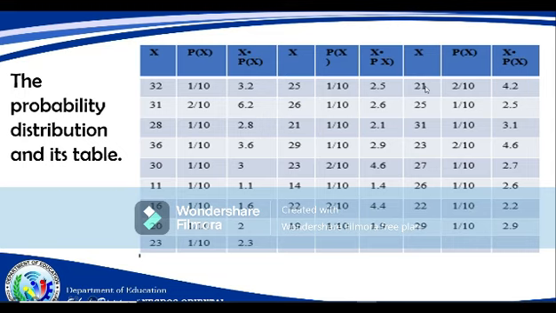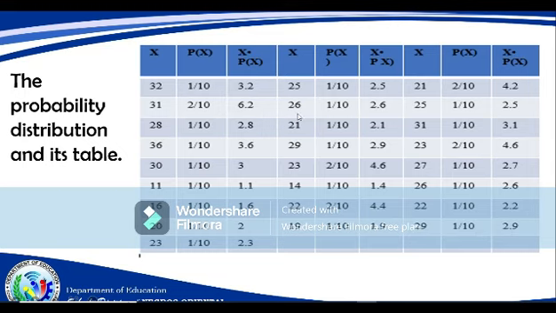Then you multiply: 21 times 2 over 10 is 4.2. 25 times 1 over 10 is 2.5. 31 times 1 over 10 is 3.1. 23 times 2 over 10 is 4.6. 27 times 1 over 10 is 2.7. 26 times 1 over 10 is 2.6. 22 times 1 over 10 is 2.2. 29 times 1 over 10 is 2.9.